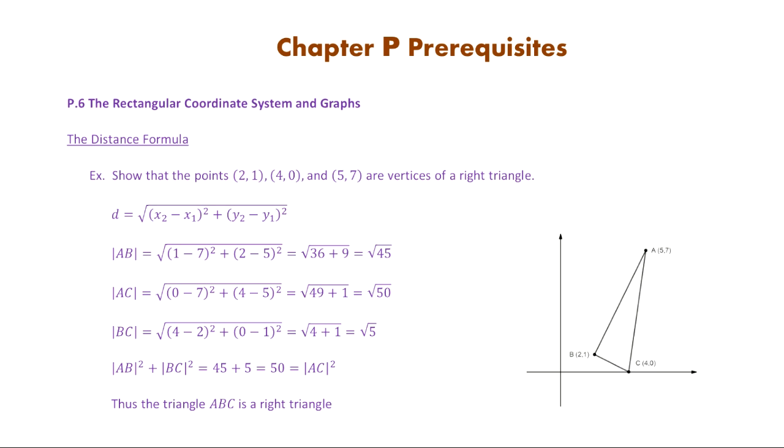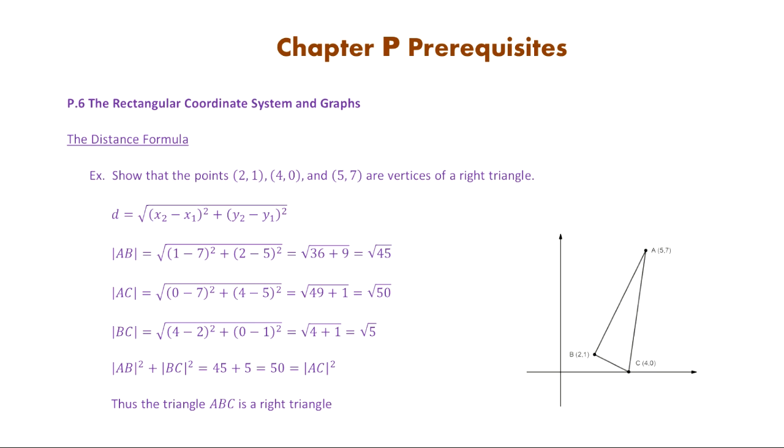Sometimes we can use this distance formula to do some geometrical problems. One of the typical problems is to show that 3 points on the plane make a right triangle. In this example, show that the points (2, 1), (4, 0), and (5, 7) are vertices of a right triangle. So we need to show that these 3 points make a right triangle on the xy plane. One way to do it is to use the distance formula. You just find the distance between those points.